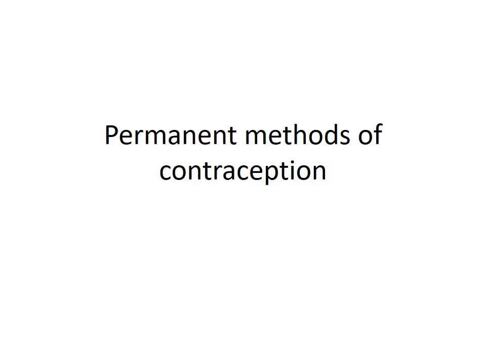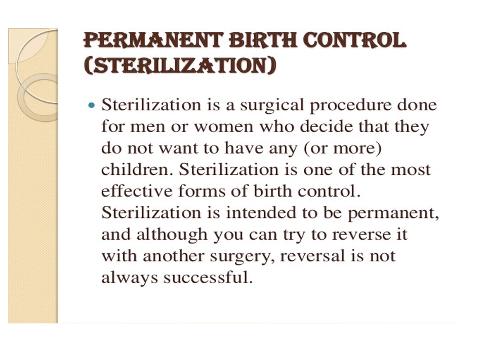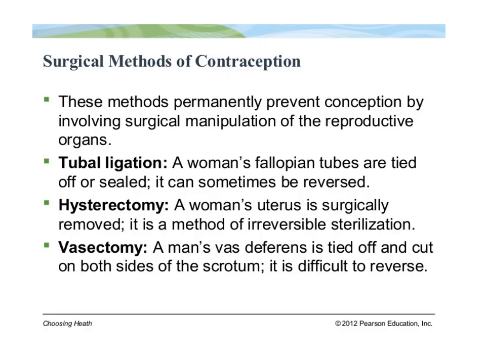Permanent methods of contraception are the sterilization or surgical methods. This is usually permanent, though there are times when people want to undo the sterilization operation, but the results are not very good. Surgical methods of contraception permanently prevent conception by surgical manipulation of the reproductive organs: tubal ligation, tying up the fallopian tube; hysterectomy, removing the uterus; and vasectomy, where the vas deferens is tied.